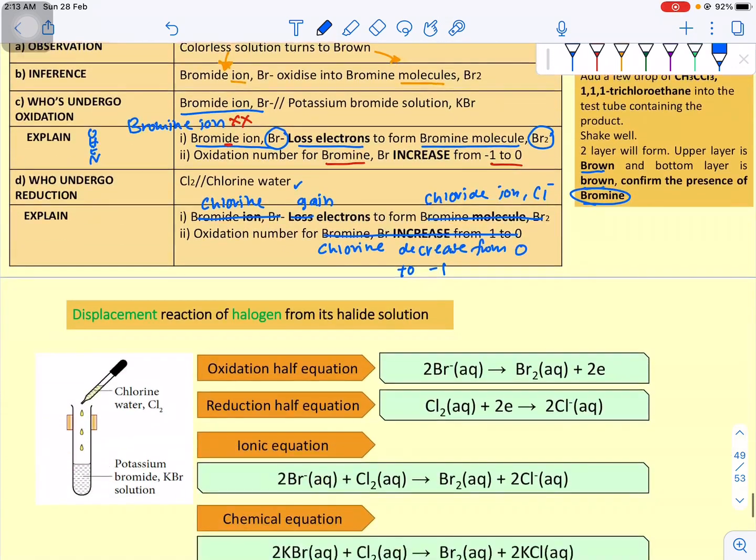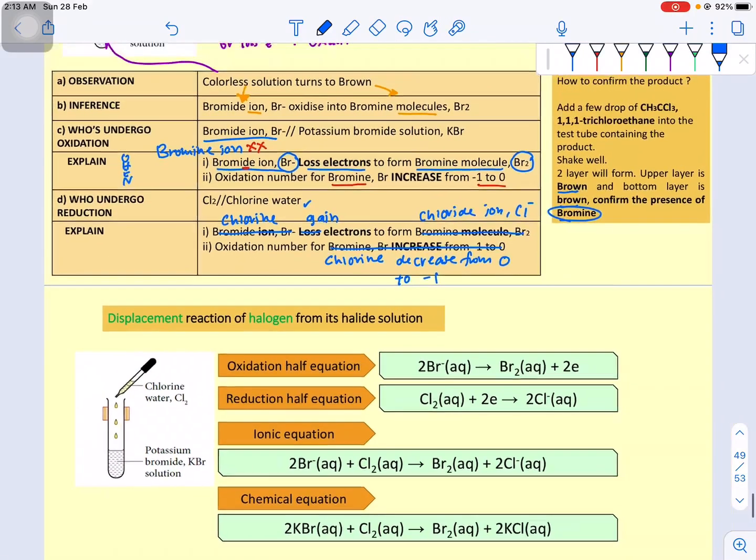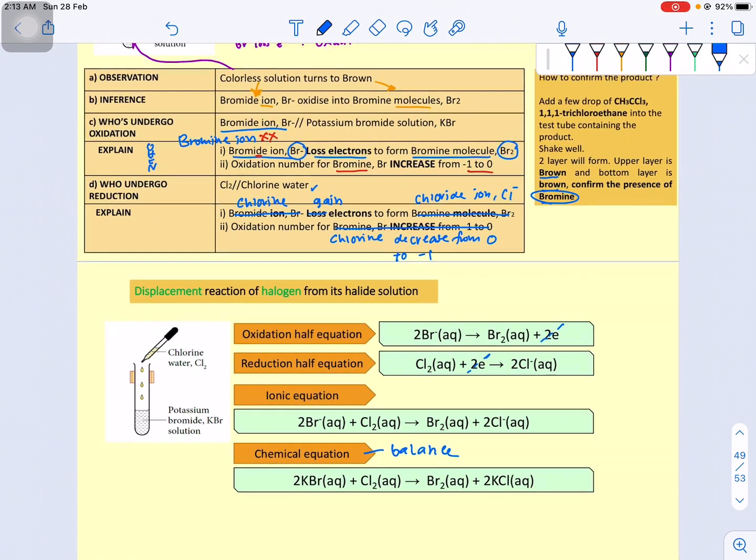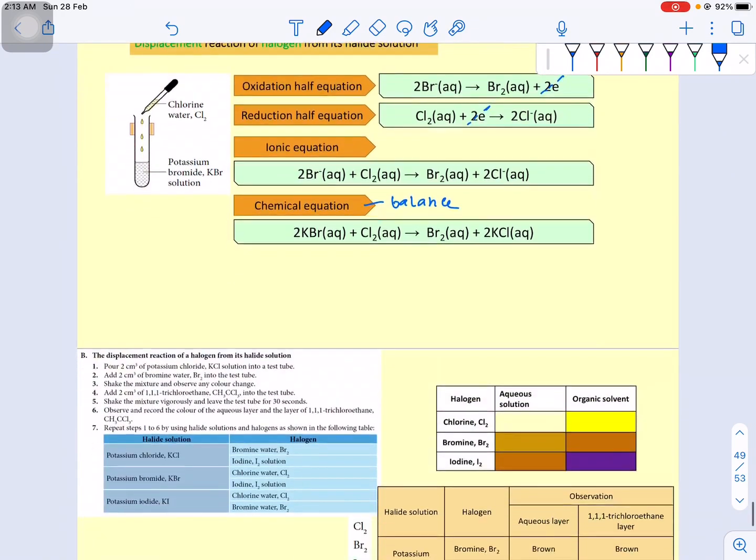Okay. So this is the half equation. Okay, and then the ionic equation. How to get ionic equation? We just cancel the electron. So yang ni because electron dia both oxidation and reduction is already 2, so you just cancel, copy kiri sama kiri, kanan sama kanan, so you got the ionic equation. And this is the chemical equation, and then make sure it is balanced equation. So settle for example number 1.